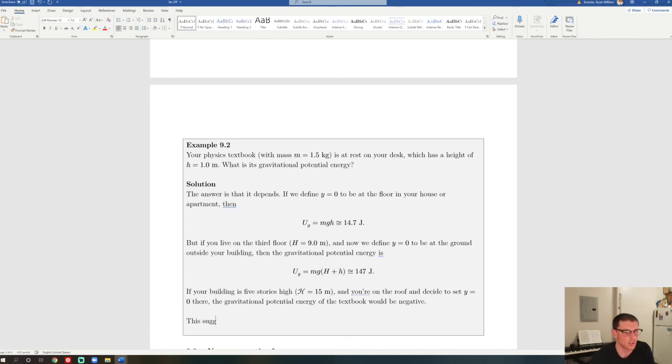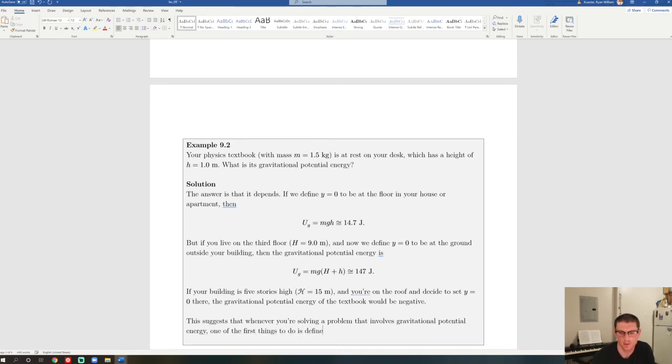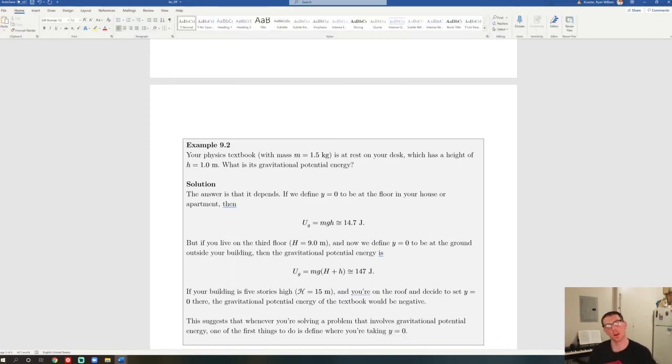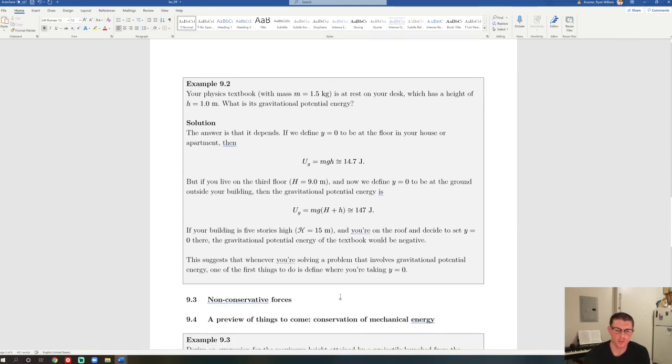I'm going to say that this suggests that whenever you're solving a problem that involves gravitational potential energy, one of the first things to do is define where you're taking y equals 0, right? And this is like what we talked about before with reference frames and defining your origin. That is all I'm going to say about this for the time being. We're going to look at some examples in a little bit here, but first I want to talk about non-conservative forces.